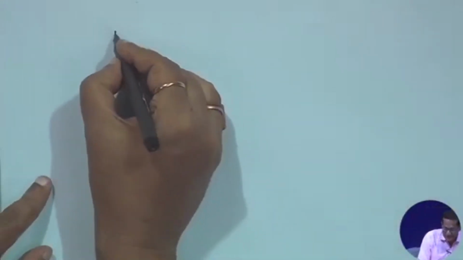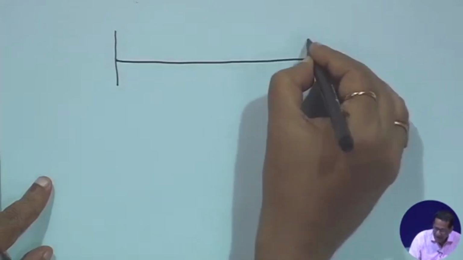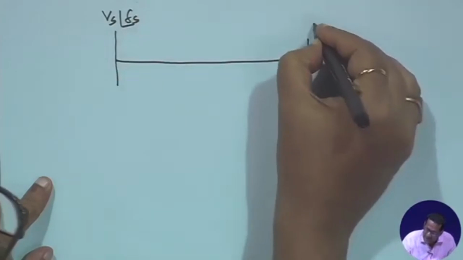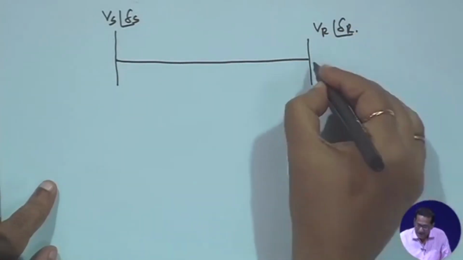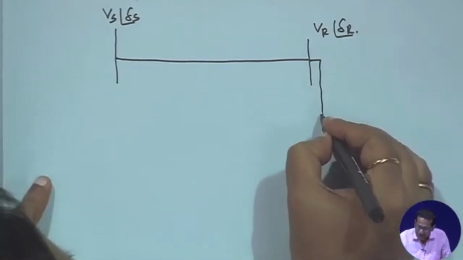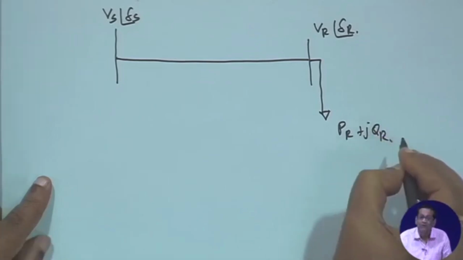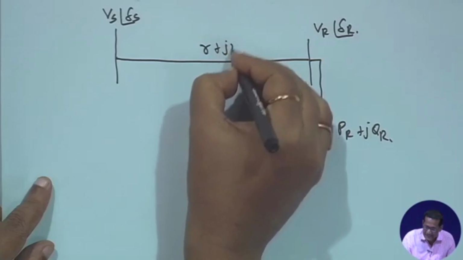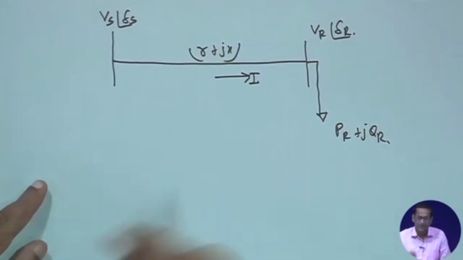So, suppose this is, first do not say that this is your sending end and this is your receiving end. This is your V s angle delta s, this is your V r angle delta r, right, and this one is your load P r plus j Q r, this is the current I. This is an exercise for you, nothing to relate with the load flow studies.